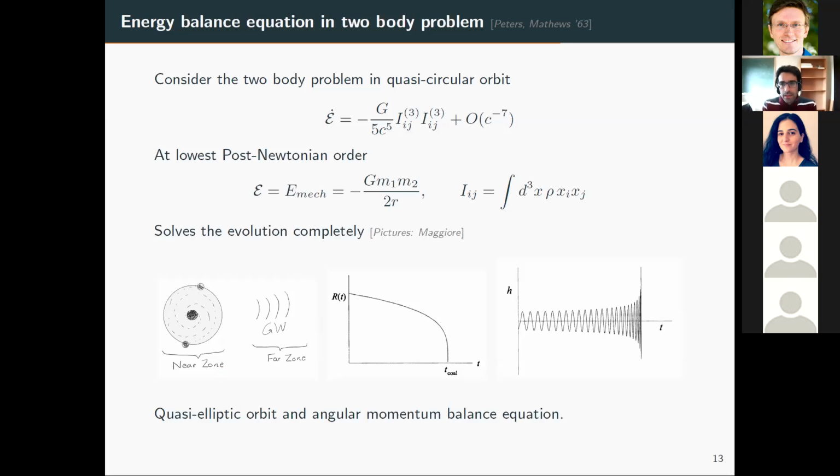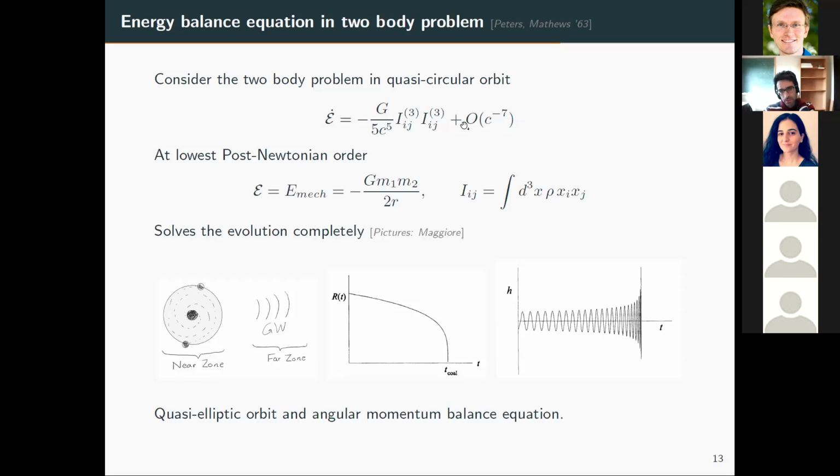Okay, so here is the concrete example I wanted to mention. This is an application of the flux balance equations for a radiating system, which is a binary system. So consider a two-body problem on a quasi-circular orbit, meaning that the two objects are orbiting on a circle whose radius shrinks very slowly with time. Then I write down my flux balance equation for energy.